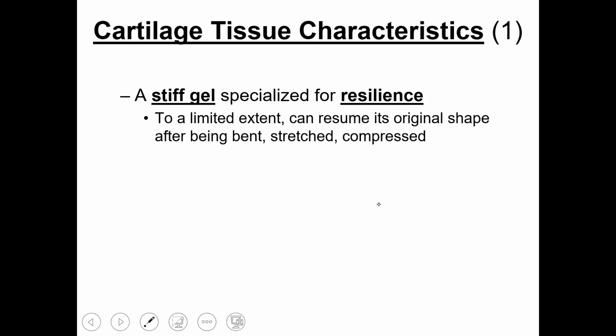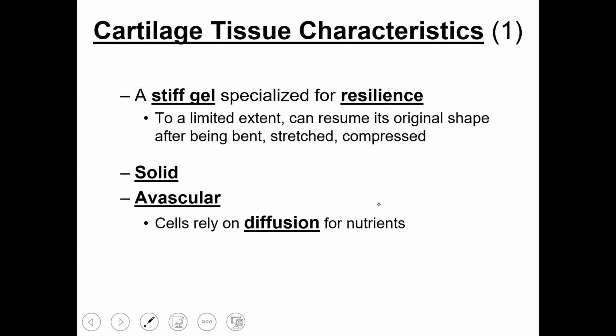Let's begin by looking at cartilage. Cartilage is kind of a gel. It's made for resilience. Cartilage takes a beating, more so than other tissues, and it can bounce back to its original shape. It's very solid. And when I say solid, I mean there's no porous to it. It's not porous at all. It's so solid that there's not enough room for blood vessels to grow into it.